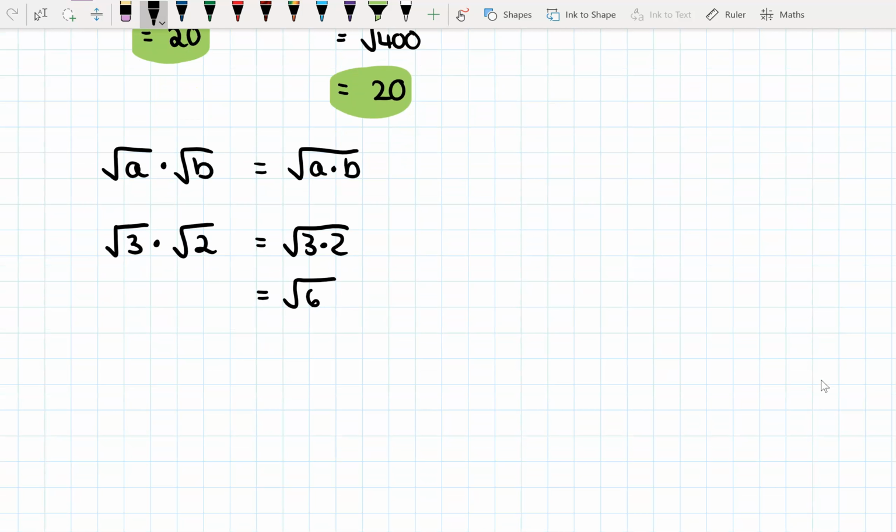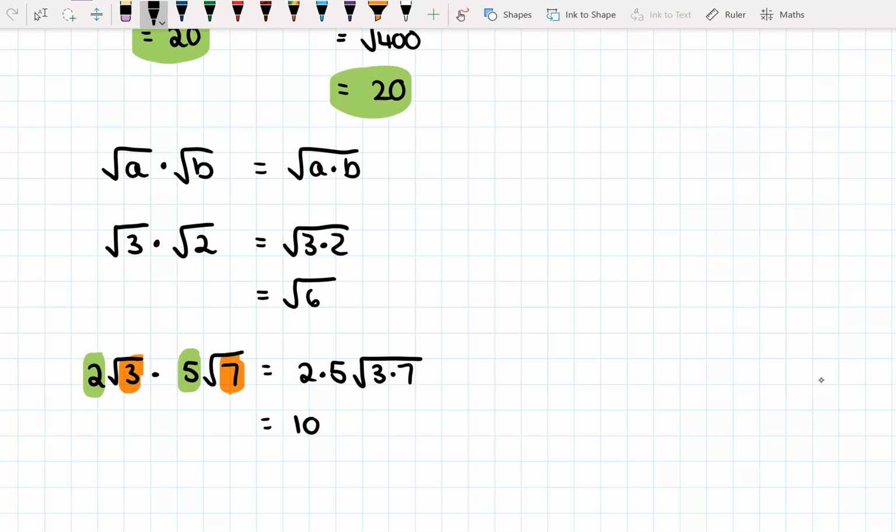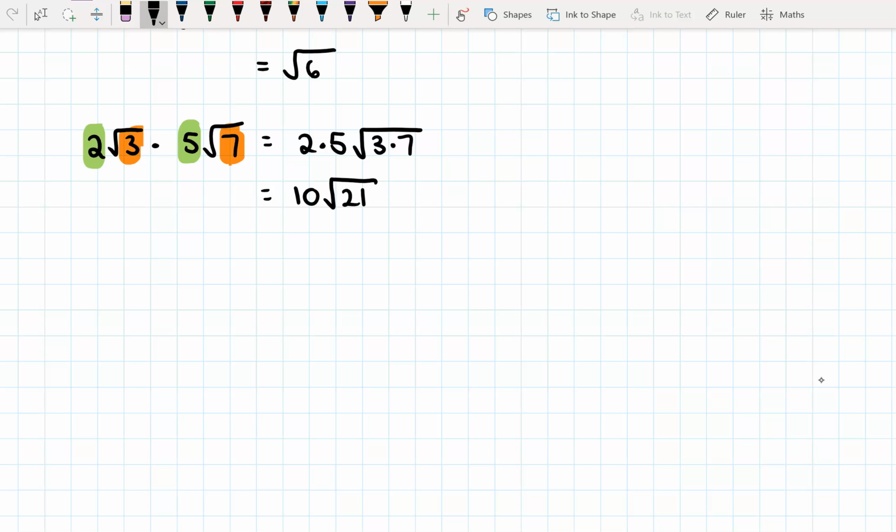Let's try it with a coefficient. So instead, we're going to do 2 times the square root of 3 times 5 times the square root of 7. Now this is where it's slightly different, but not really. What we have to remember is if there's a coefficient, the number before the root, then we have to multiply that as well. So we're doing 2 times 5, times the square root of whatever's under the square roots, which in this case is 3 and 7. So we multiply that by the square root of 3 times 7. 2 times 5 is 10, times the square root of 3 times 7, which is 21. And this is our answer. So this is how it works with multiplying. That's really nice, fairly straightforward. Basically, just multiply everything.